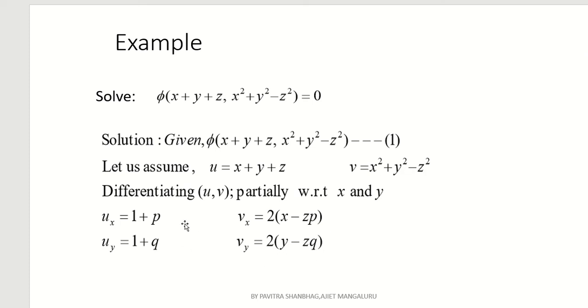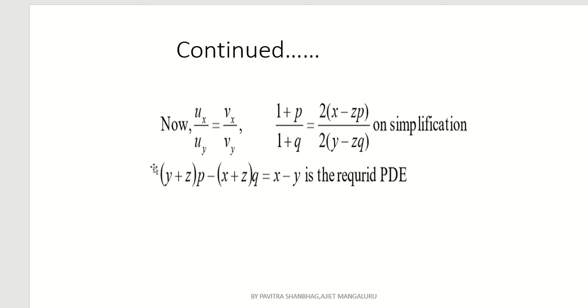Now just divide u_x by u_y equal to v_x by v_y. So 2 gets cancelled. What remains? (1 plus p) by (1 plus q) equal to (x minus zp) divided by (y minus zq). Cross multiply: (1 plus p) into (y minus zq) equal to (x minus zp) into (1 plus q). And collect p term first, then q term, then remaining. So (y plus z) into p minus (x plus z) into q equal to x minus y. So this is the required partial differential equation, right?